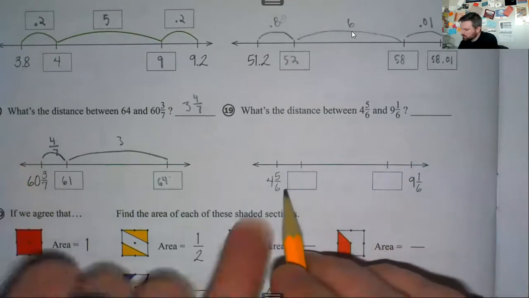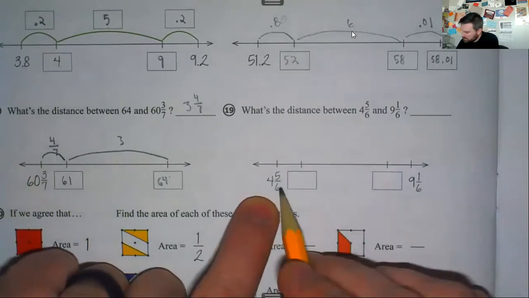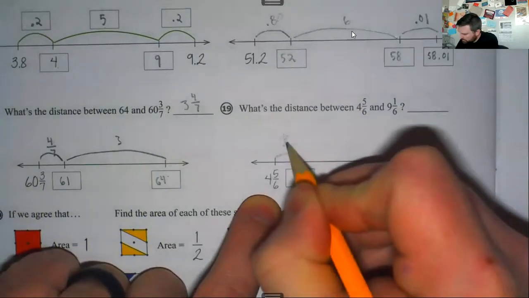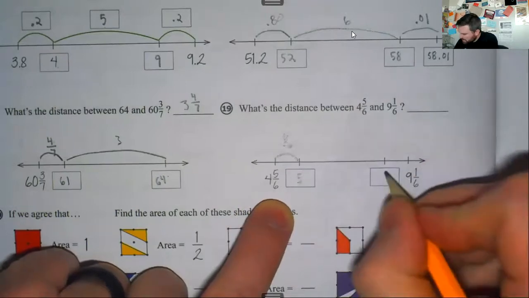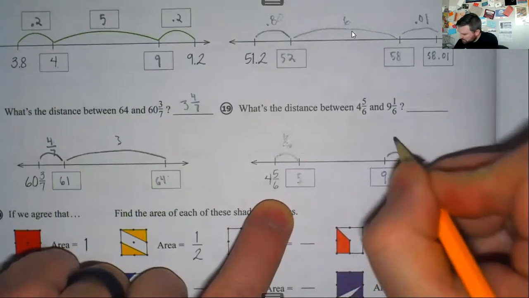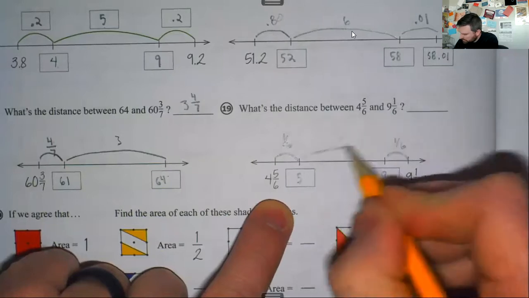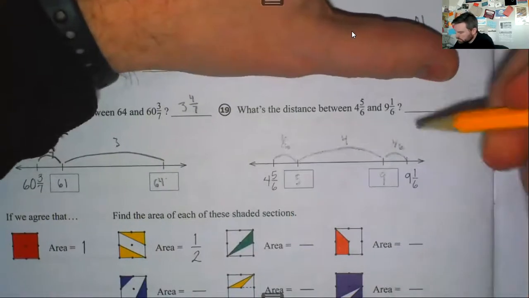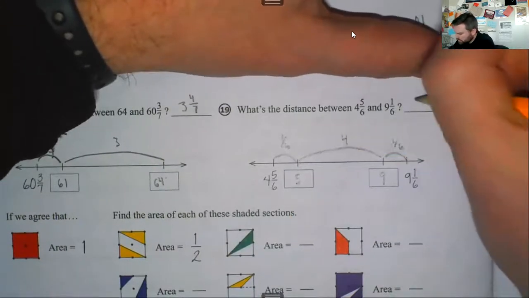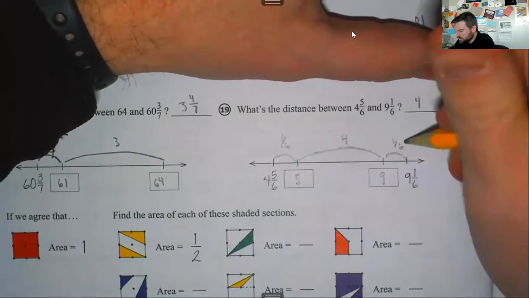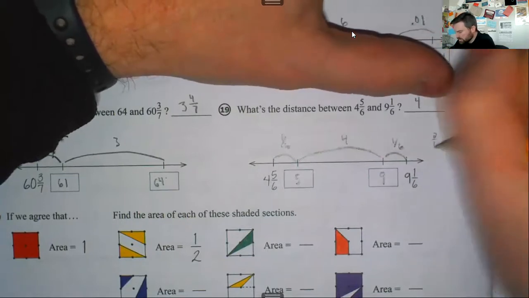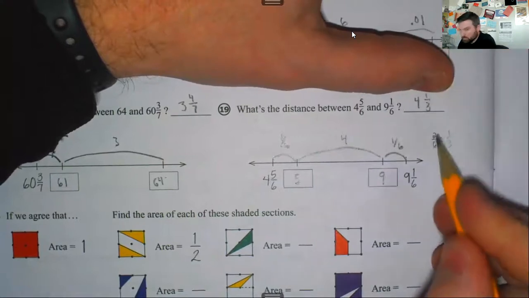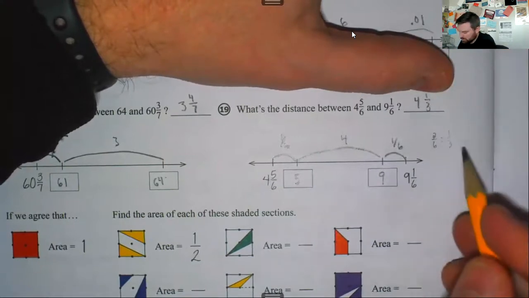Okay, so here we got 4 and 5/6, so this would be 5, and that would be 1/6. Here would be 9, and that would be 1/6. And between here and here, 5 and 9 would be 4. Okay, so you got 4, and 1/6 plus 1/6 is 2/6, which is 1/3. Okay, because you divide both of them by 2, and you get 1/3.